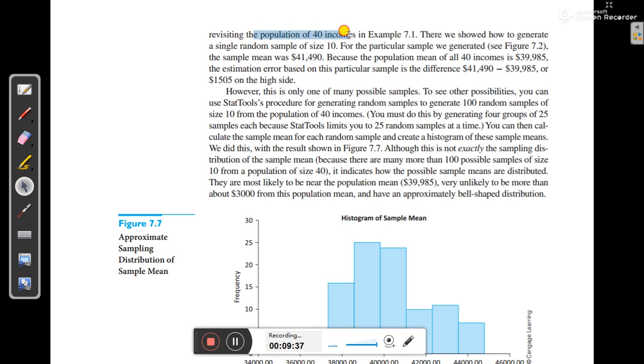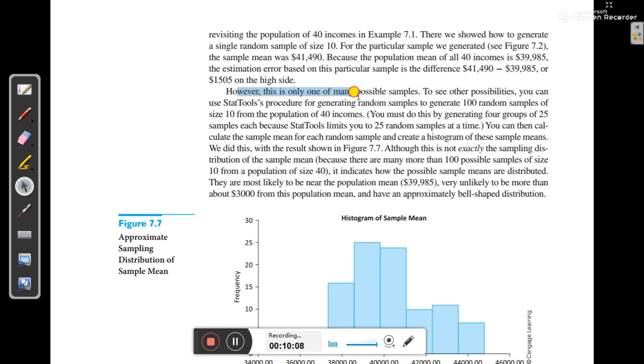We are going to study the 40 incomes in example 7.1. They showed how to generate a single random sample of size 10. For the particular sample we generated, in figure 7, you can see the sample mean was this. Because the population mean of all 40 incomes is this, the estimation error based on this particular sample is this difference, on the high side, meaning positive.